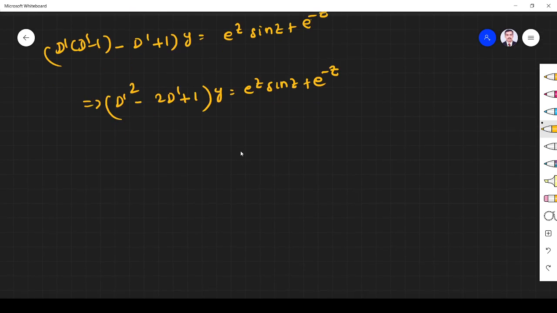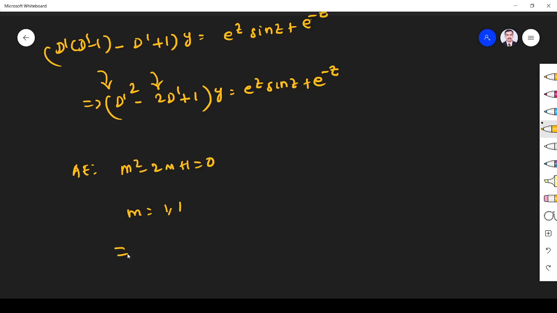Okay, so now what we have to do is find the auxiliary equation. This is a differential equation with constant coefficients, right? So we can find the auxiliary equation: m squared minus 2m plus 1 is equal to 0, m is equal to 1, 1. So this implies complementary function is equal to (c1 z plus c2) e power z, because roots are real and equal.